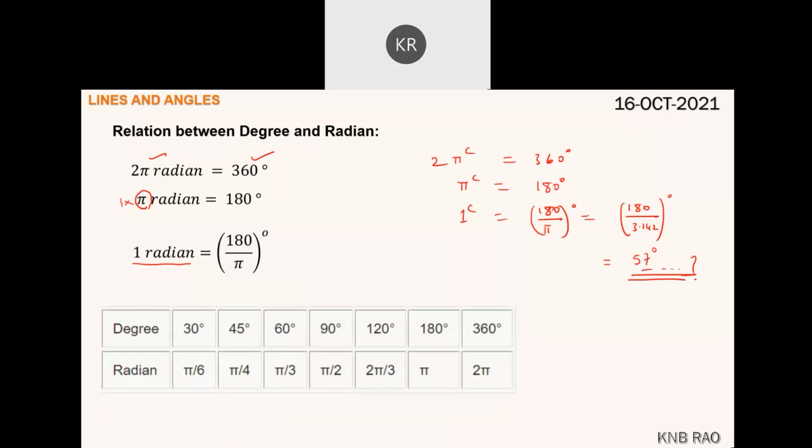So normally in trigonometry, an angle is represented either in degrees or in radians. Sine 30 degrees, sine 45 degrees. Have you heard any time?